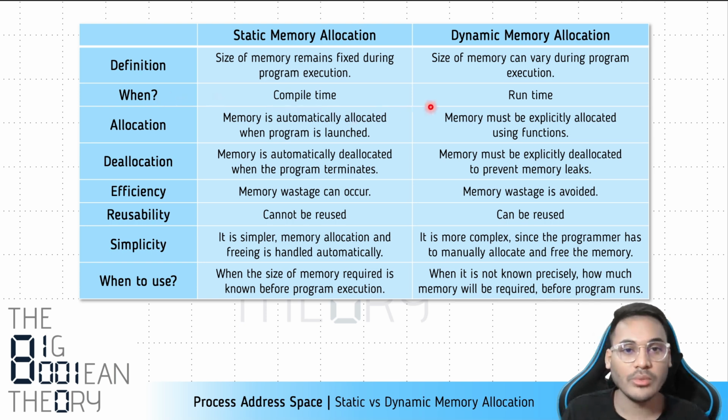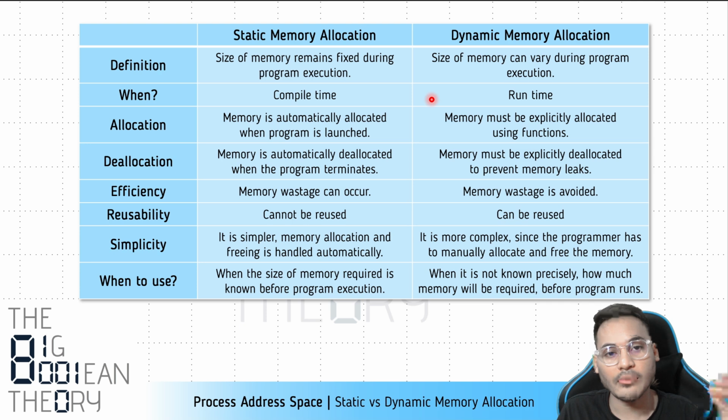And for the dynamic memory allocations, this will happen when the program starts running, when we have a process, when the instructions are executing. When the program is running, that is called runtime. And during the runtime, the dynamic memory allocation will happen, right?